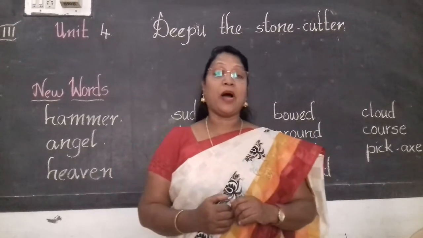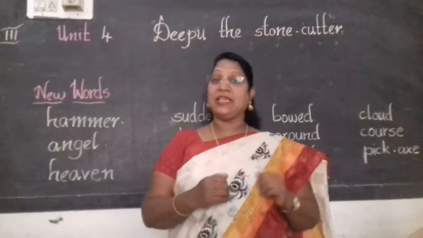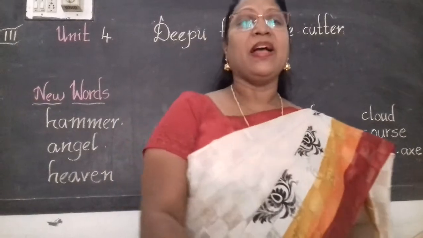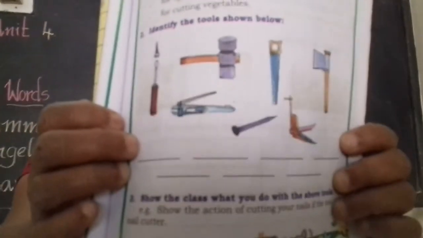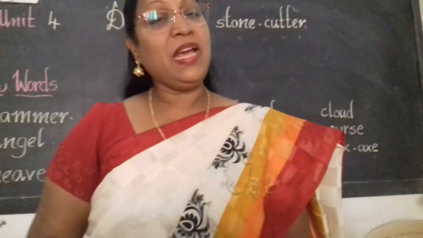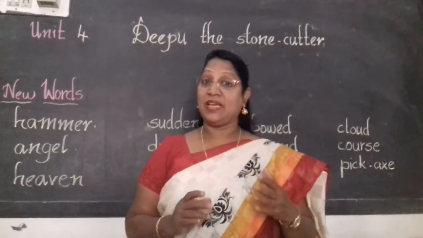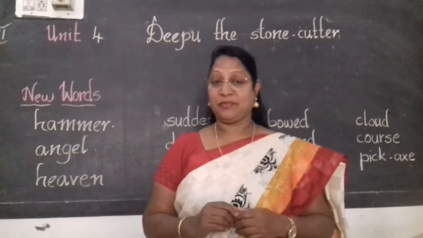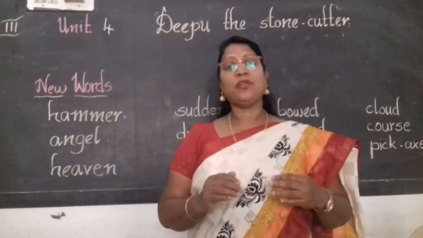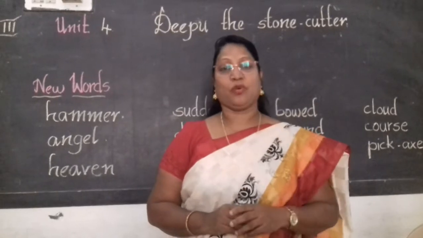So we learnt about the things that we use to make our work easy. You remember that, children? I'll just show you the picture. Now, these are some of the instruments that are used to make our work easy. Remember that? Now, I want to take you to the continuation of this lesson. There's a small little story.